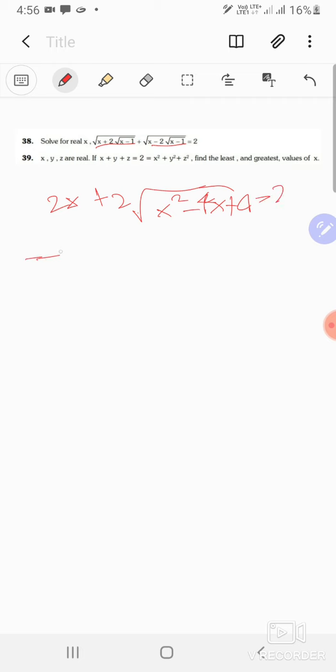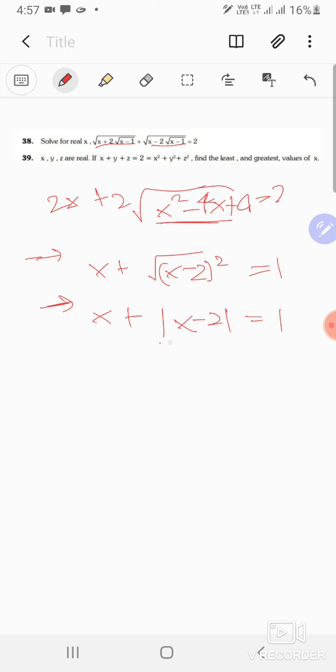Just reduce this by 2, you get x plus square root of, well, what's this thing? This thing is nothing but x minus 2 squared, right? It's supposed to be equal to 1, so that gives me x plus mod of x minus 2 equals 1. Why this absolute value? Because you got the positive square root. If you just say that it's x minus 2, that would be incorrect, because x minus 2 can be positive or negative, but a positive square root cannot be negative at all. So it has to be mod of x minus 2.